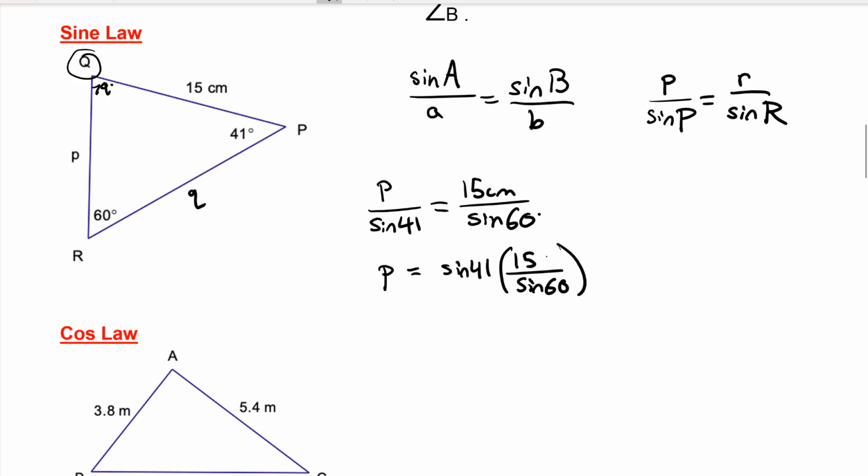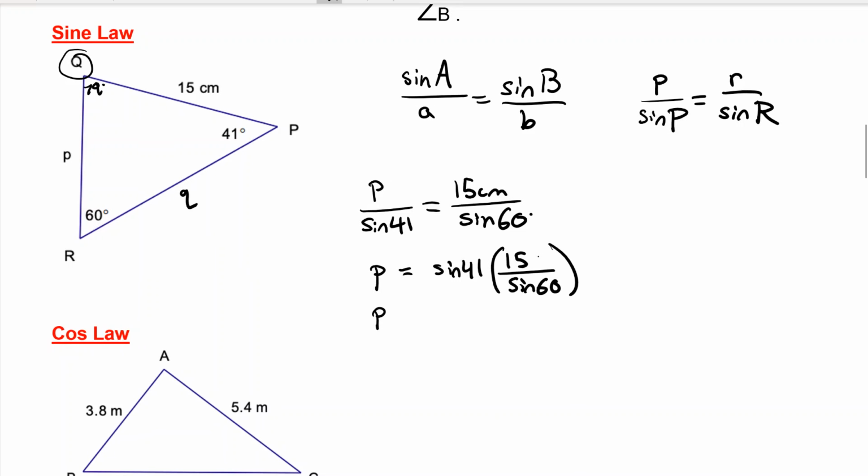So I'm just going to plug this into my calculator. I get sine of 41 times 15 divided by sine of 60, and I get that P equals 11.36 centimeters. I'm actually going to write that in right on my triangle, 11.36 centimeters. Then all that's left is to find side Q.